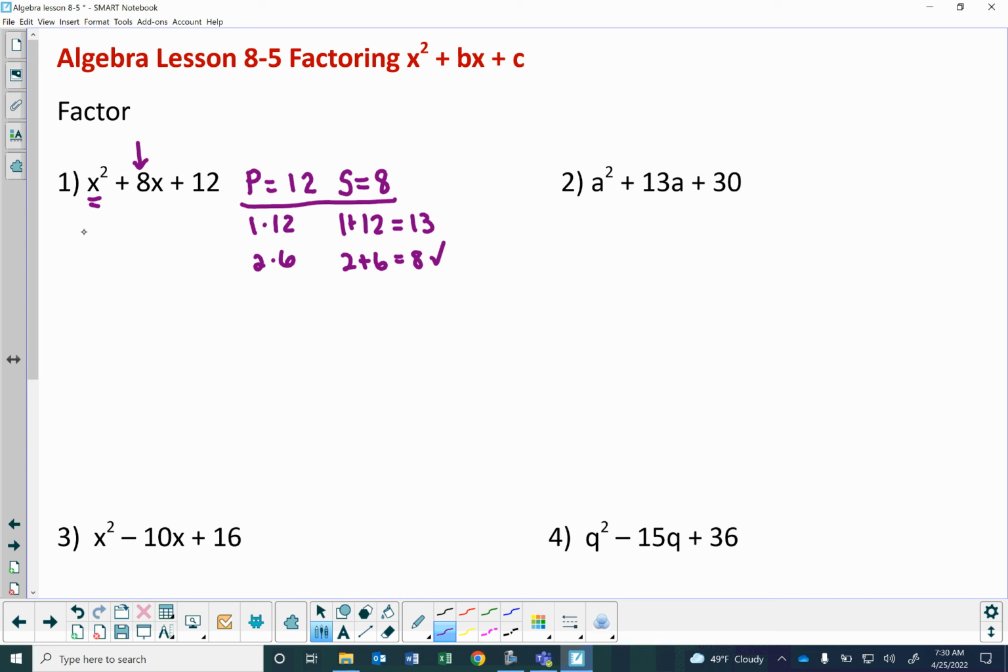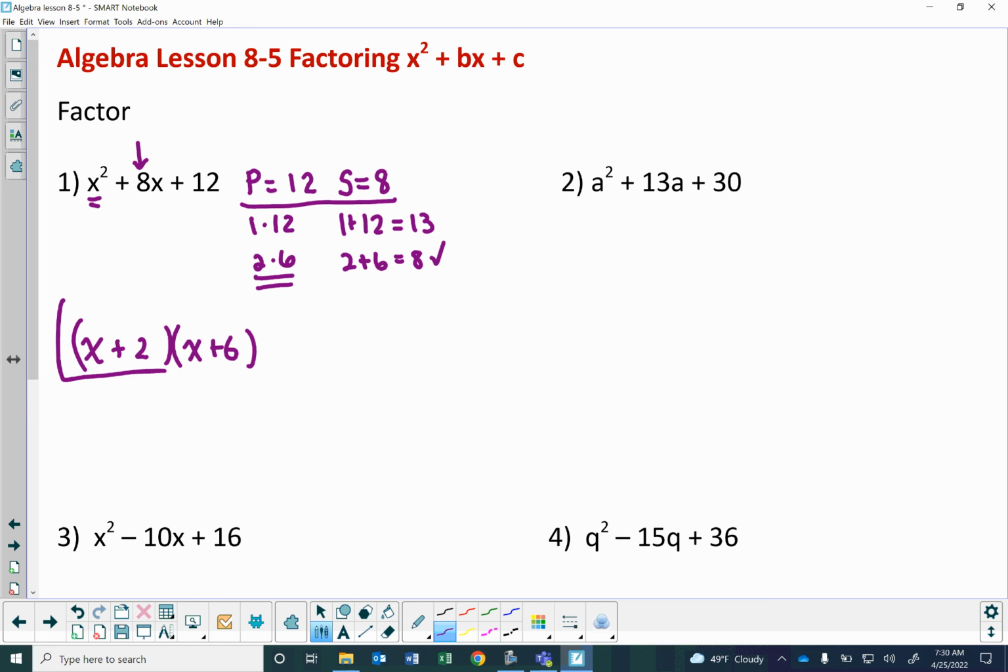Since it's x squared, I'm going to divide it by 2, and I'm going to get an x and another x. And then I'm just simply going to put these numbers in. Since they're both positive, it's going to be plus 2 and plus 6, or it could be plus 6 and plus 2. It really doesn't matter which way you put the numbers inside the parentheses. The parentheses can be backwards. It's the sign that's important, and since everything's positive, we don't have to worry about it.